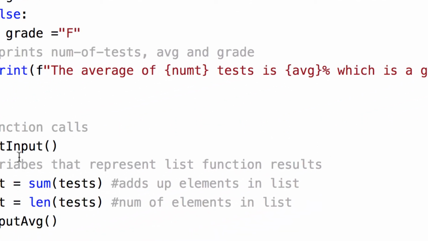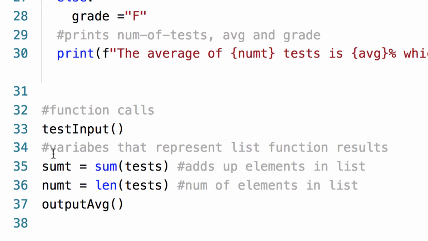And then at the end, we have two function calls, and we're just sticking our variables in for the tests, for the list. Those are the list of grades, the length of the list, and the sum of the tests. And it's figuring that out ahead of time.